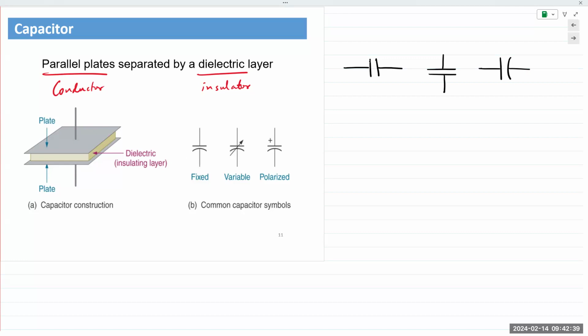An arrow through a component simply means the value could be changed. I don't recall if I mentioned this for a resistor, but if you have a resistor or an inductor with an arrow through it, the arrow notes that it is variable. You could change the value of that component.